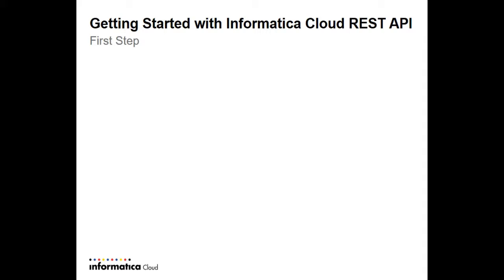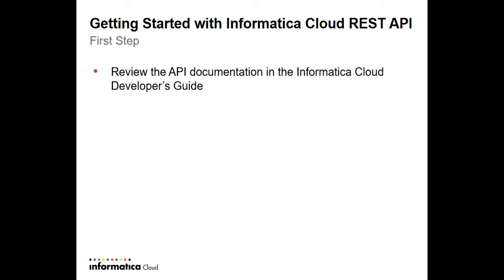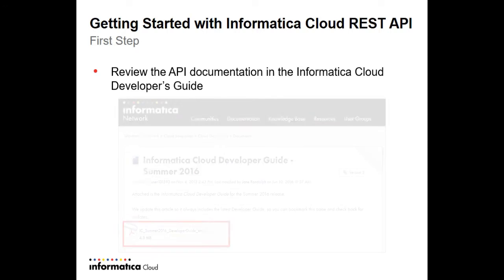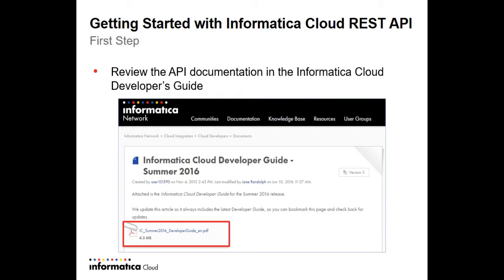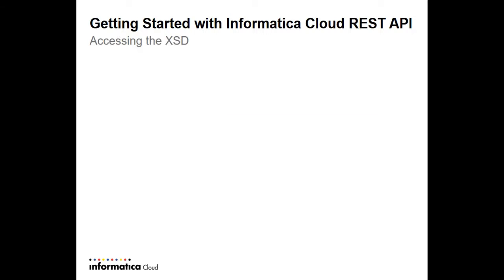Before using the API, you must review the API documentation in the Informatica Cloud Developer's Guide. This document will help you understand the REST API and its usage in more detail. It also shows you the entire list of functionalities available for the Informatica Cloud REST API. This document is available on the Informatica network, and there is a direct link to this document in the lab guide for this module. Next, we need to access the Informatica Cloud REST API XSD files.